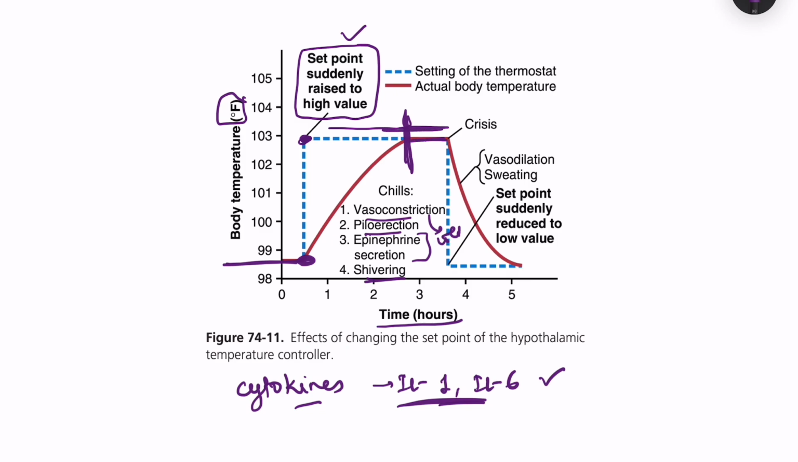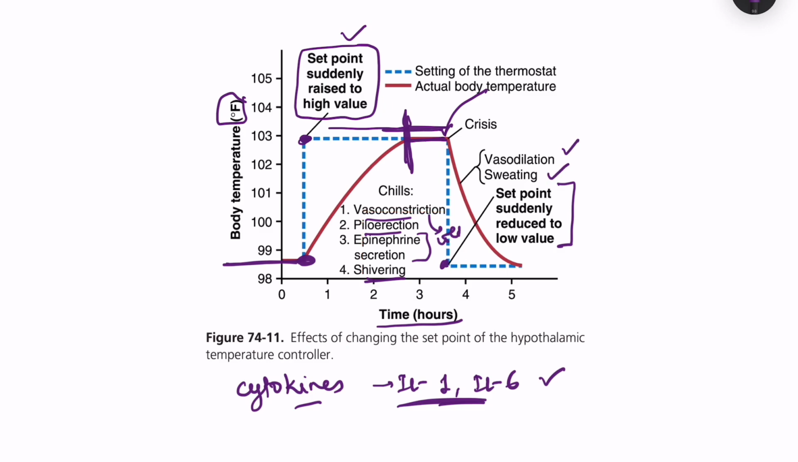Now when this set point is decreased, say suppose there is a resolution of the infection and there is a decrease in the set point. So the set point is suddenly reduced to a low value. In that case, now the body temperature is more than that of the set point. So now the body initiates responses to lose heat, because the body temperature is more compared to that of the set point, right? So the body wants to lose that heat so that the body temperature becomes equivalent to that of the set point. So then there is initiation of vasodilation and sweating.